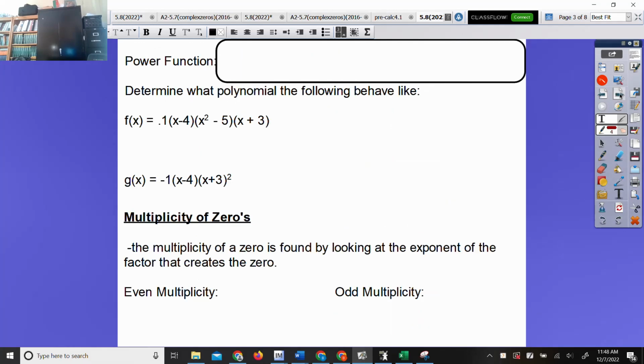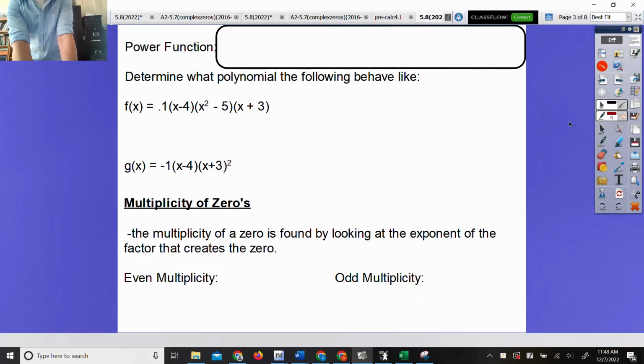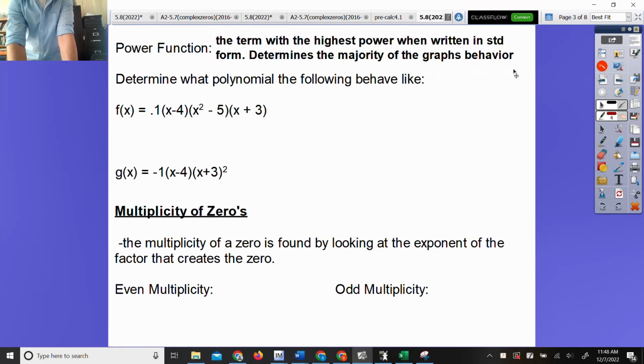All right. Next up in your notes is the definition of a power function. A power function is the term with the highest exponent, or the leading term when you write it out in standard form. That's what a power function is. It's a term with the highest power when written in standard form. That term is the majority of the graph's behavior.